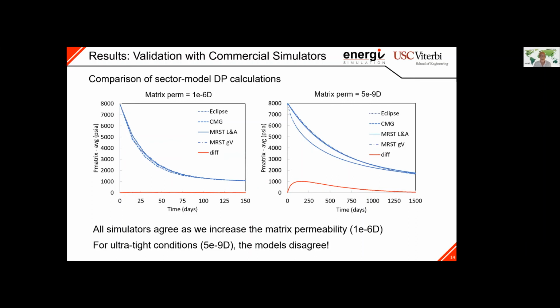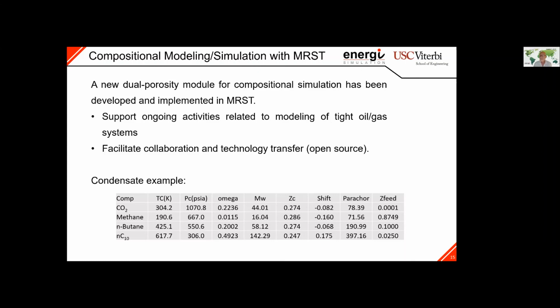We did the same with the sector model, found similar behavior. And then we said, okay, fine. I mentioned condensate information, and we extended the capabilities of MRST to include compositional dual porosity modules. That was a bit of work, and the students on that really deserve a lot of credit. So I'm just going to show you a quick example, and then I'm going to wrap up. So the condensate system is a simple 4-component system, which is primarily methane, with some butane, some decane, and a slight tad of CO2 in there.